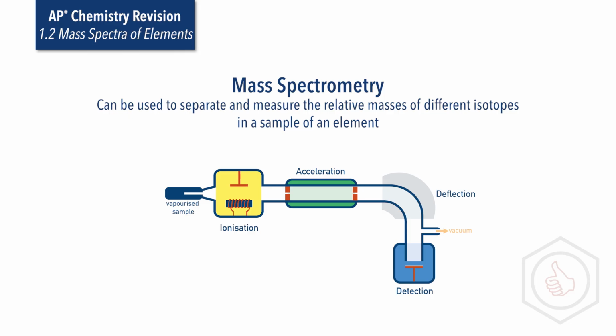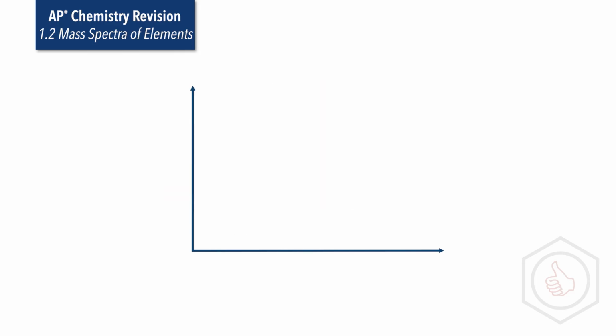The machine used in mass spectrometry, a mass spectrometer, produces a graph called a mass spectrum. The x-axis shows the relative mass of the samples being detected, and the y-axis shows the relative abundance of each isotope in the sample, usually as a percentage. Each bar in the graph represents an isotope of the element. A taller bar means the isotope is more abundant and has a higher relative abundance.